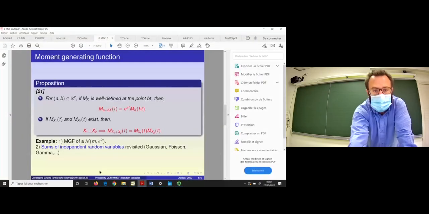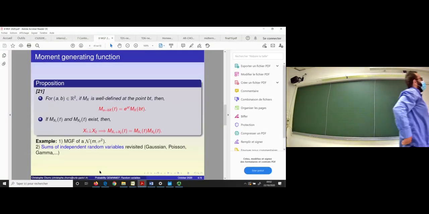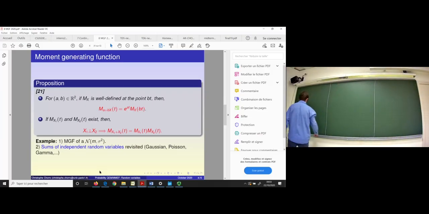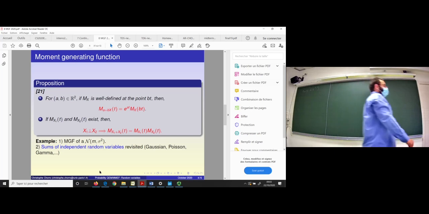So I finished the previous session with this slide. Remember that I have defined the moment generating function. When it exists, it is given by this quantity here. I have done the computation for Poisson, Gamma, Gaussian. The three that you have to know.